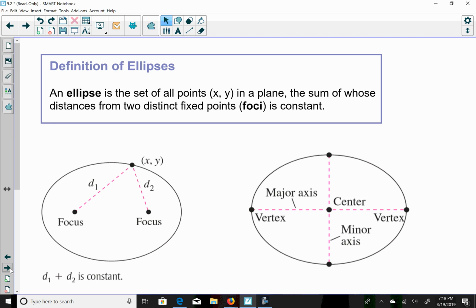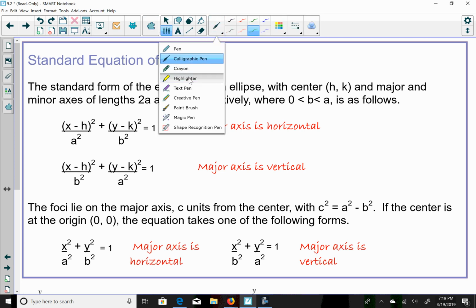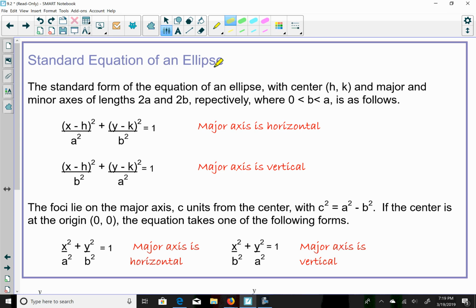When I look at the formula sheet, it looks very complex. It is very similar to a circle. Some things that are similar to a circle is I am going to have the h, k. The h, k is still the center of my ellipse, just like it was the center of my circle. And h is going to be whatever I'm subtracting from x. The k is going to be whatever I'm subtracting from y.